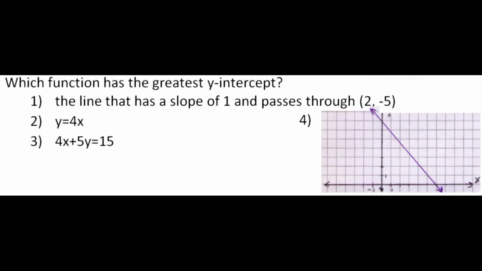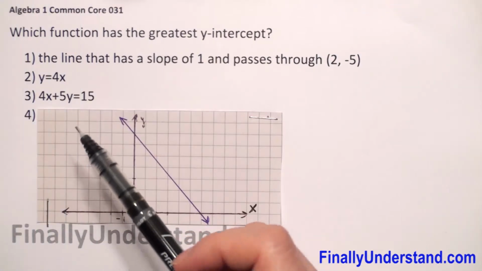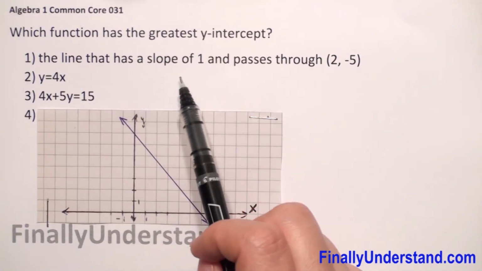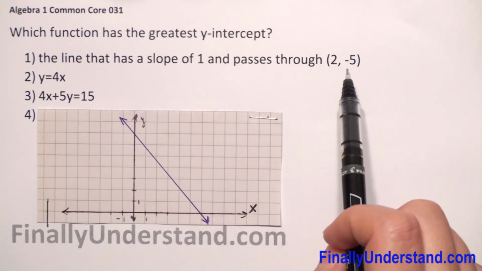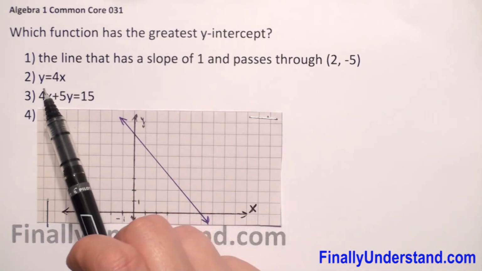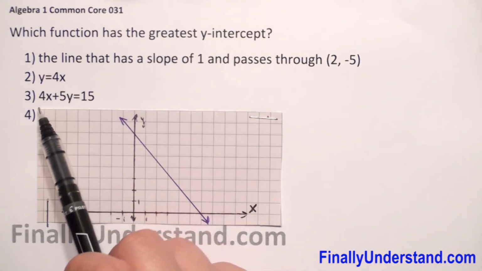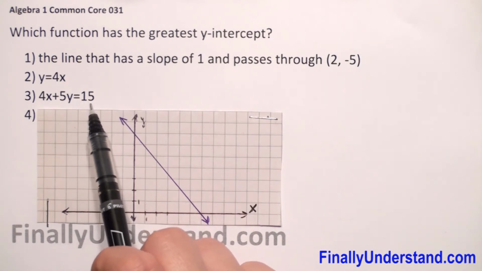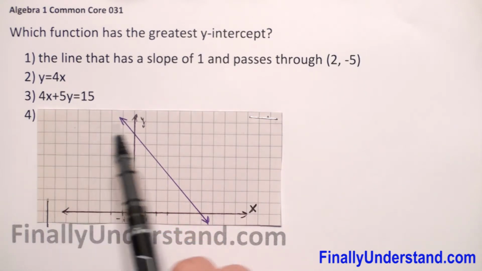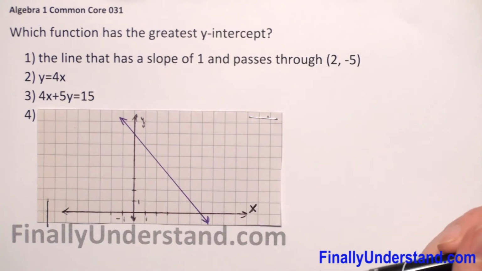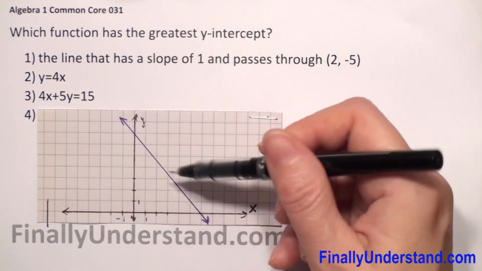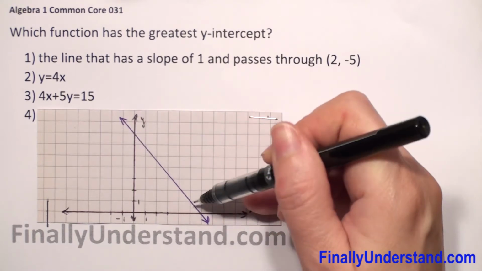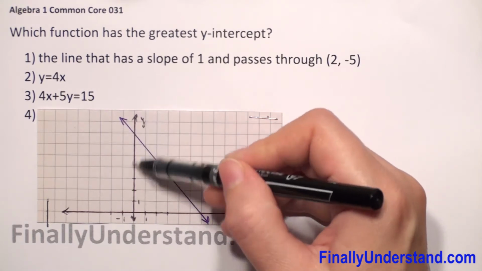Which function has the greatest y-intercept? We have first the line that has a slope of 1 and passes through point (2, -5). We have the line y equals 4x, the line 4x plus 5y equals 15, and we have been given this graph with its y-intercept, so we have to check at which point our function passes the y-axis.